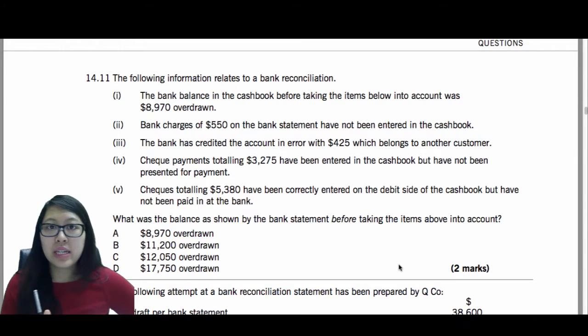Okay, let's take a look at number 14.11. The following information relates to a bank reconciliation.